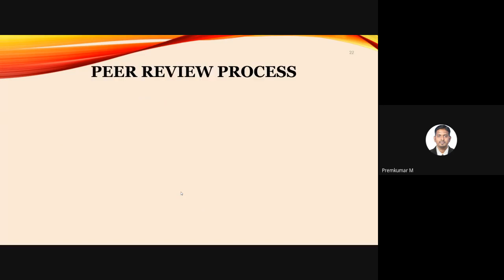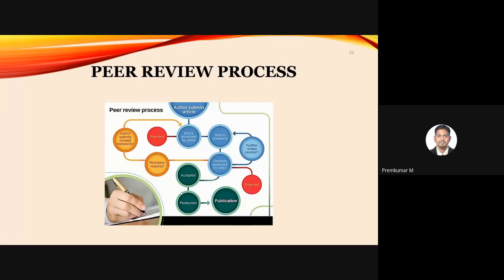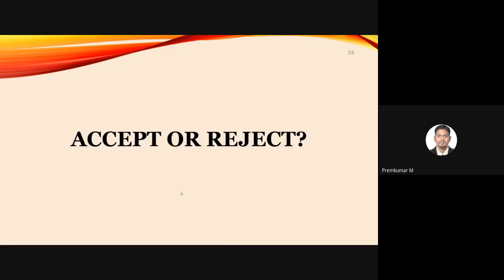Okay, and the peer review process, you might be knowing it, how the peer review process will go on. Suppose your paper is accepted or rejected, you have to accept it. If it is accepted, be happy. If it is rejected, just read the comments and try to improve the quality of the paper by incorporating the suggestions given by the experts, and try to submit your paper to some other journals.